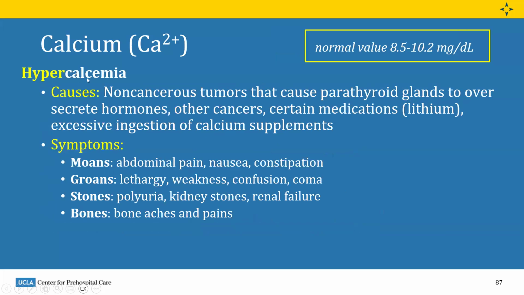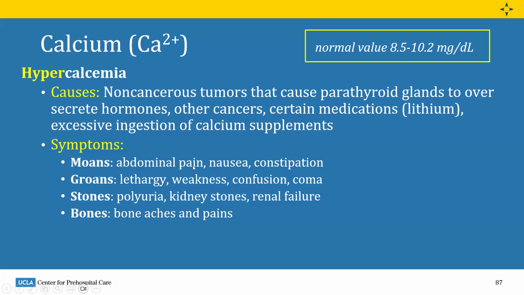Okay. So what happens if we have high levels of calcium? So hypercalcemia can be caused by tumors of the parathyroid glands, right? That are going to over secrete hormones, essentially pull more calcium out of our bones and have high levels of calcium in our blood. Certain medications, or if you overconsume calcium supplements, can also cause it. They call the symptoms the moans, groans, stones, and bones.